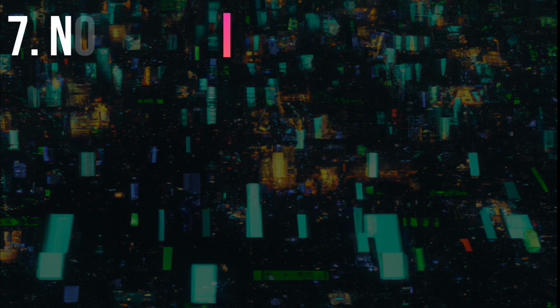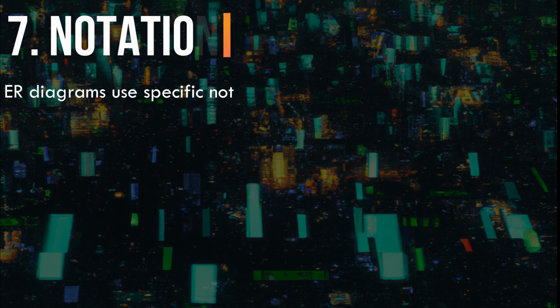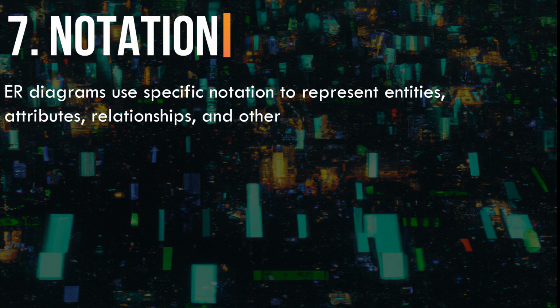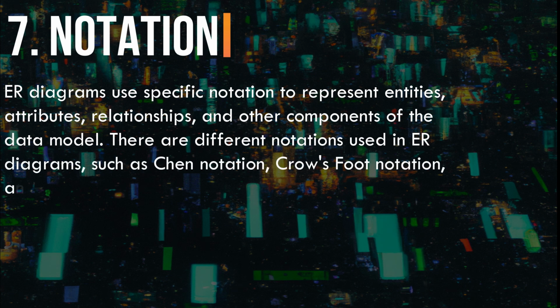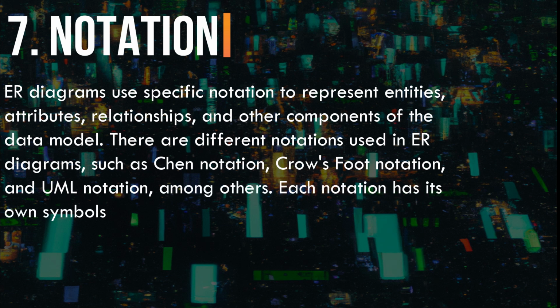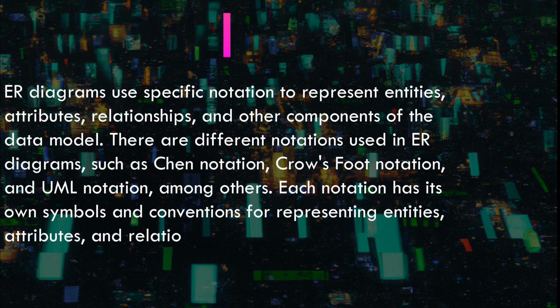7. Notation. ER diagrams use specific notation to represent entities, attributes, relationships, and other components of the data model. There are different notations used in ER diagrams, such as Chen notation, crow's foot notation, and UML notation, among others. Each notation has its own symbols and conventions for representing entities, attributes, and relationships.